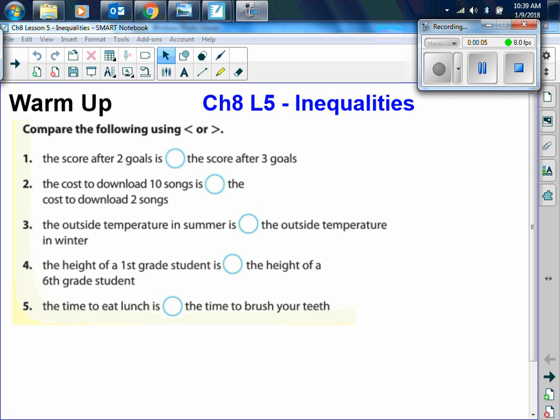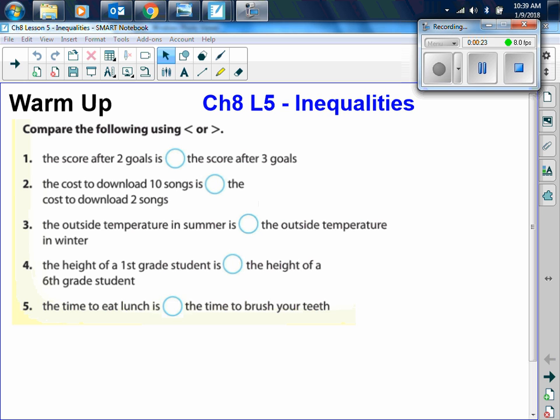Alright, so Chapter 8, Lesson 5 is Inequalities. For the warm-up, we want to compare the following using that first symbol and that second symbol. What's that first symbol? Greater. No, less than. That first symbol is less than. The second symbol is greater than.